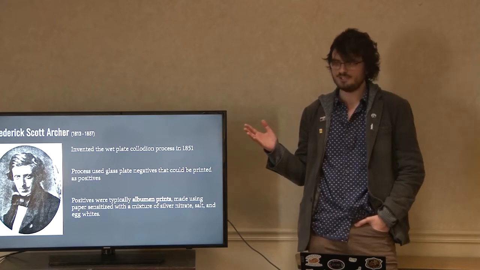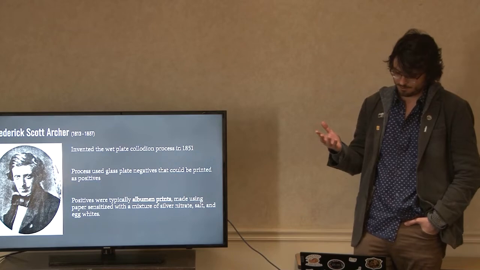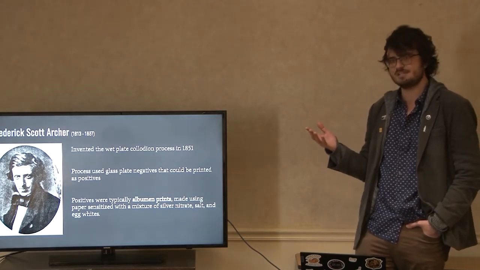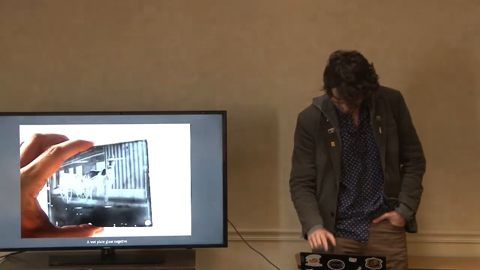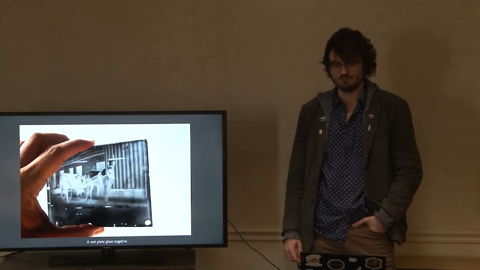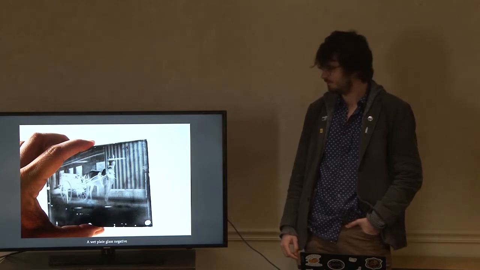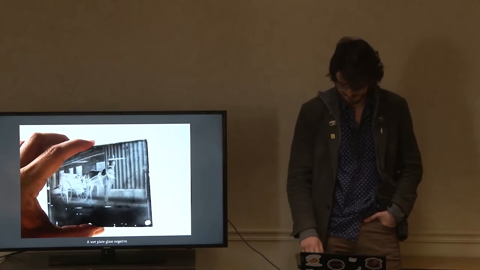And the positives were typically called albumin prints, which was paper sensitized with a mixture of silver nitrate, salt, and egg whites. Here's an example of what one of those negatives would have looked like. They were very fragile because they're on glass, right? But they were very sharp and very detailed, just like the daguerreotypes.